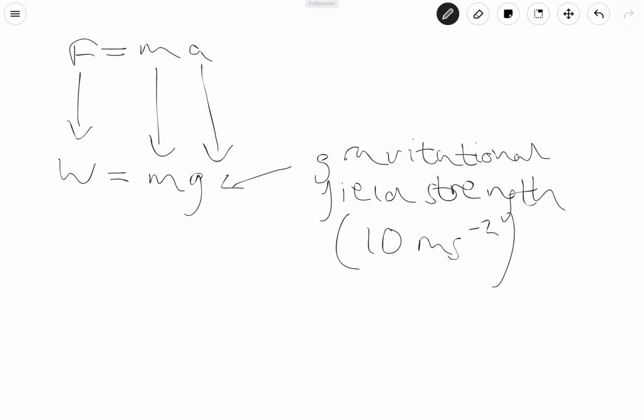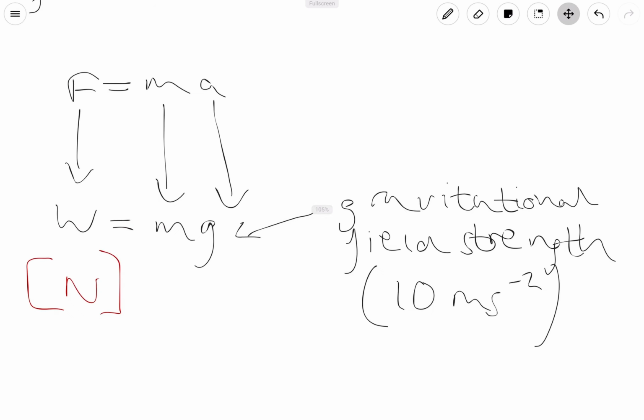Weight, as we said, let's just get these units in here. Weight is in newtons, it's just a force. Mass is in kilograms, and g is in meters per second squared. That's how you can remember it for now, or you can just rearrange it.